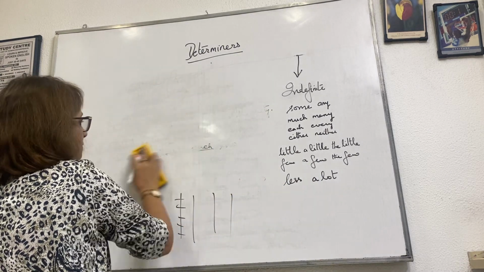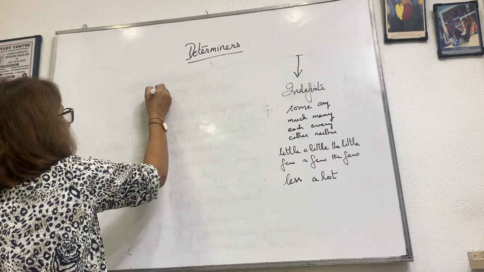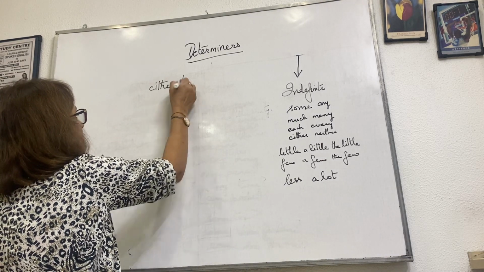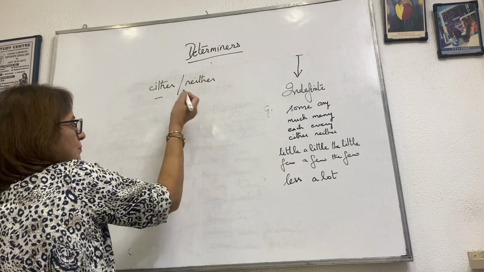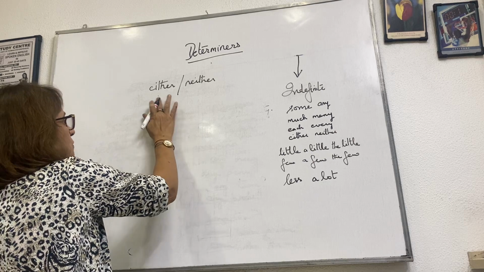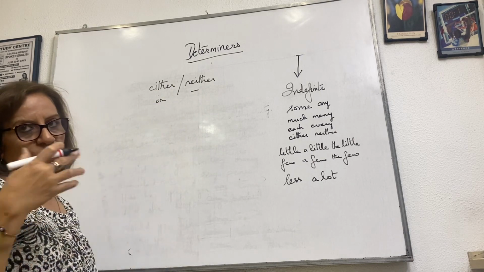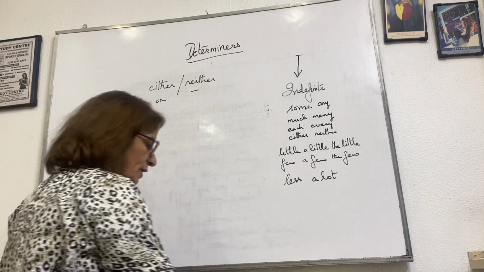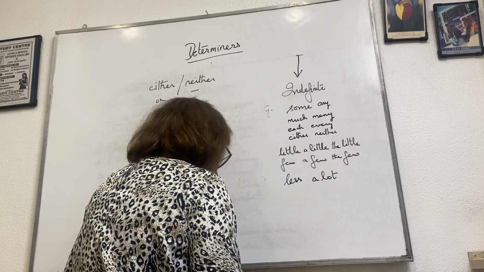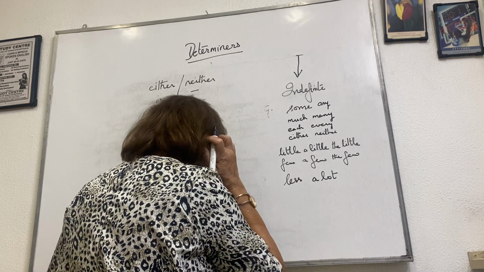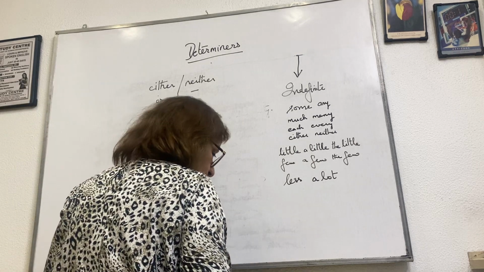Either, neither. Either means choice, or. Neither is negative. Not this one also, not that one also. Okay, let's do an example. Either is choice and neither means none. So let's do this.